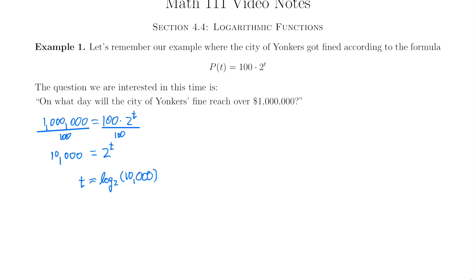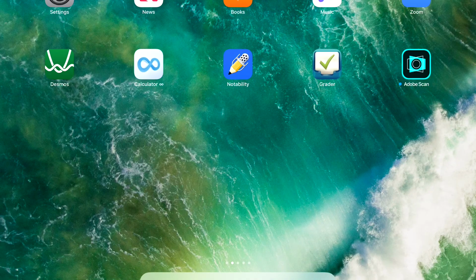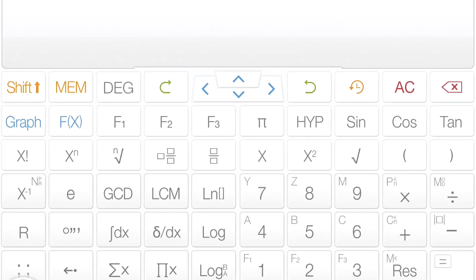So that's first of all enough to say mathematically you now solved for t, because in mathematics this means something. But I also want to show you how you can actually find the number by using your calculator. So I'm going to go to my calculator, and there will be different logs, and I'm going to go to the logarithm that allows me to put in my base, which in our case is 2, and then I will put in my number 10,000, and I'm going to click enter.